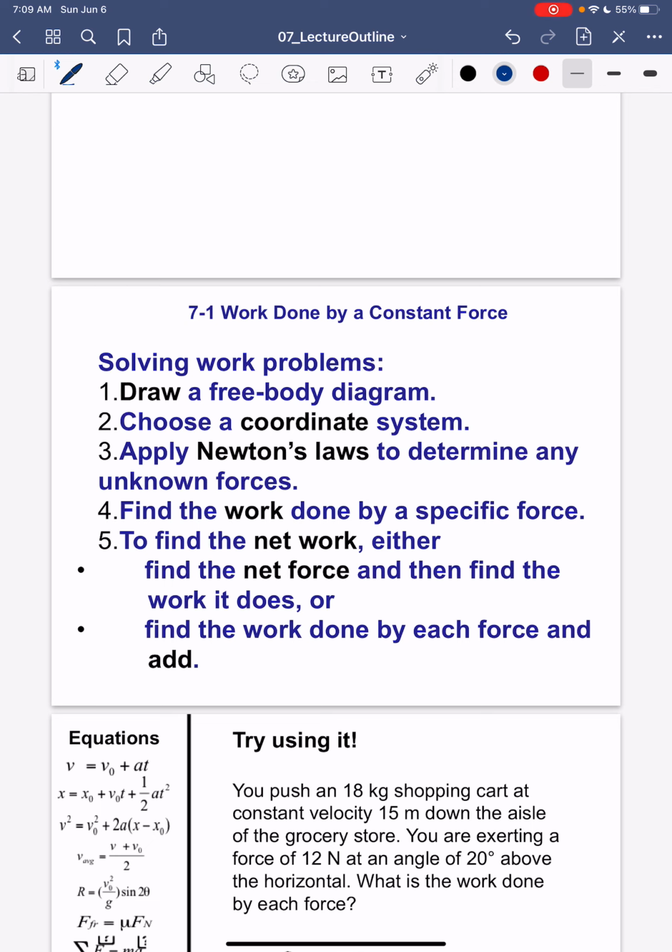Now, solving word problems, we will draw a free body diagram. I told you this is needed because either I will use Newton's second law to find the net force, or I need to know the direction between each force and the displacement. Choose a coordinate system. Apply Newton's laws to determine any unknown forces. Then find the work done by a specific force. To find the net work, either find the net force and then find the work that it does, or find the work done by each force and add.